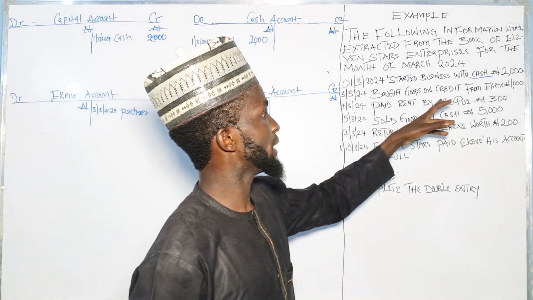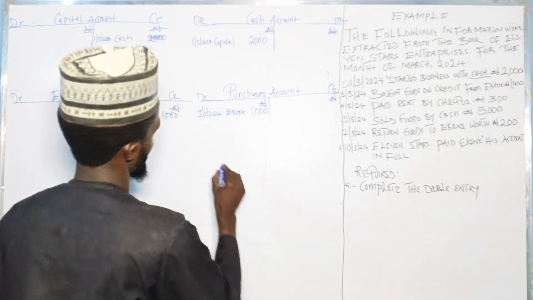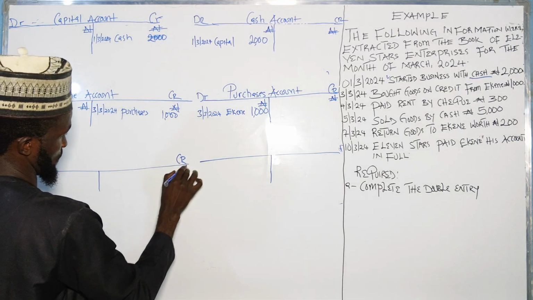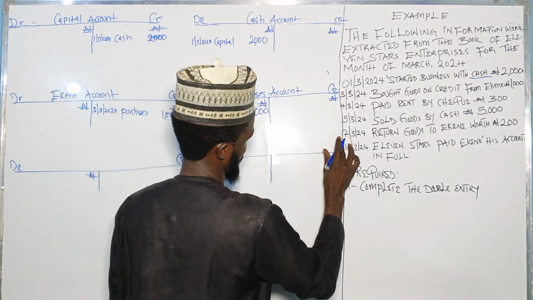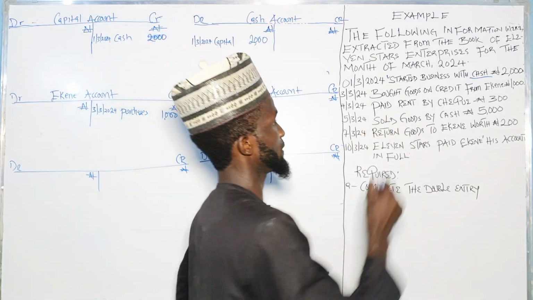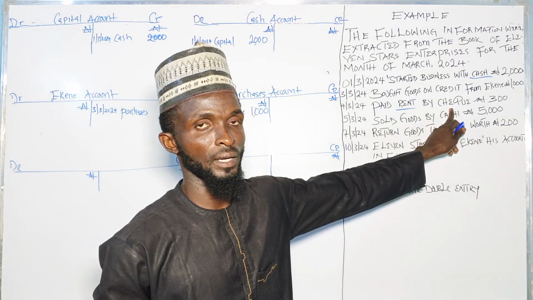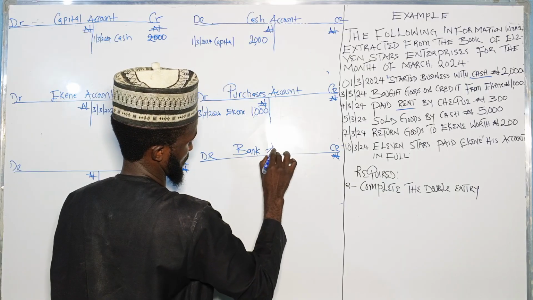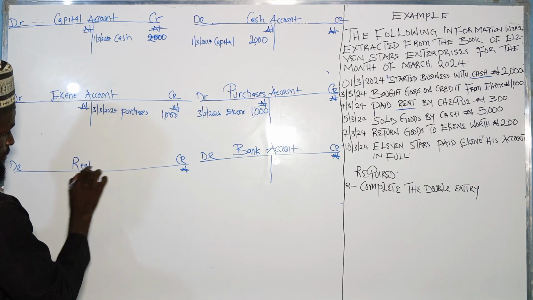Then, paid rent by check, 300 naira. As usual, you are going to open two accounts, identify the relevant accounts and post your transaction. As simple as that. To identify the relevant accounts, remember, paid rent, so definitely there is going to be a rent account. It says by check. We don't have a check account, but instead we are going to open a bank account, as check has been mentioned. And we are going to open the rent account.